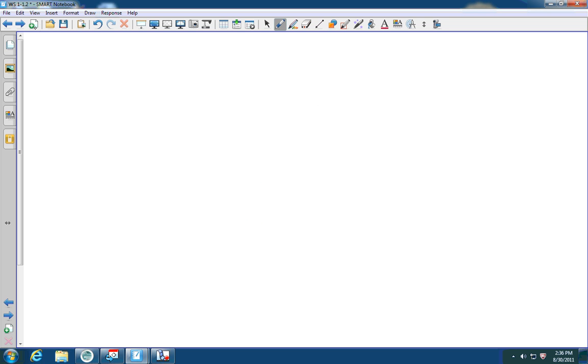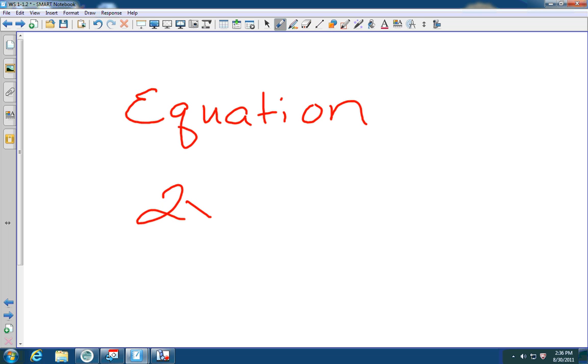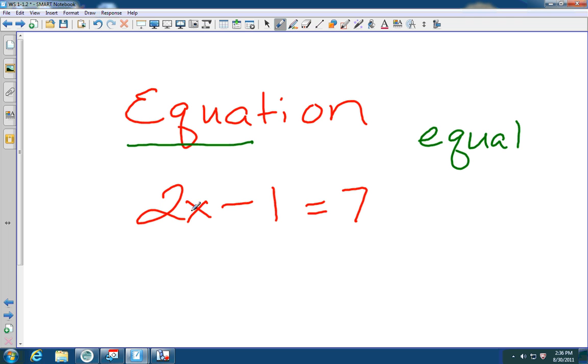The difference is if we were talking about an equation, that has a portion that's an expression, but then we have an equal sign with it. See, the word equation is the same as having the word equal. So you need to have the equal sign in there, and we will be solving, trying to find a solution.